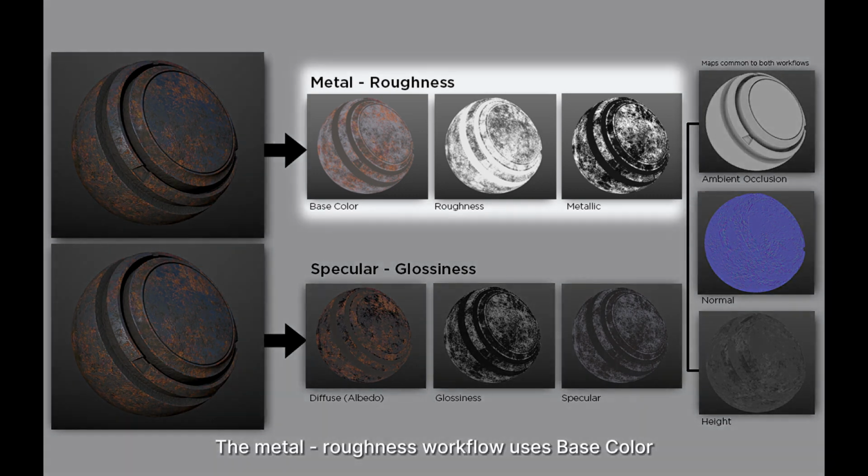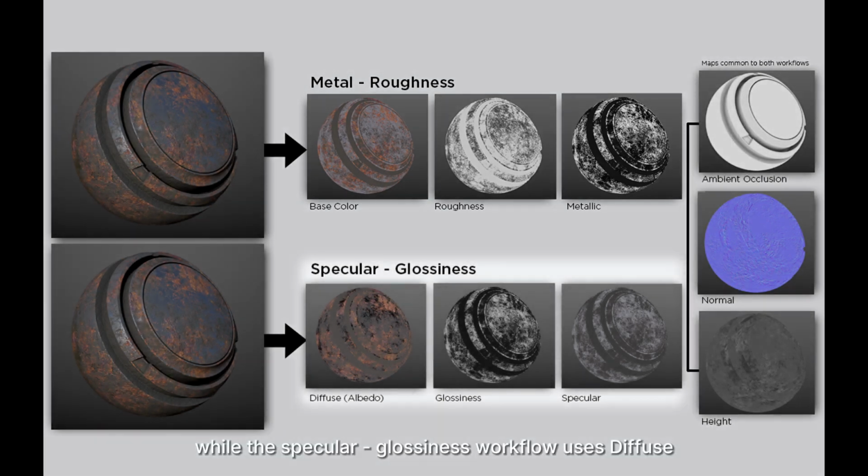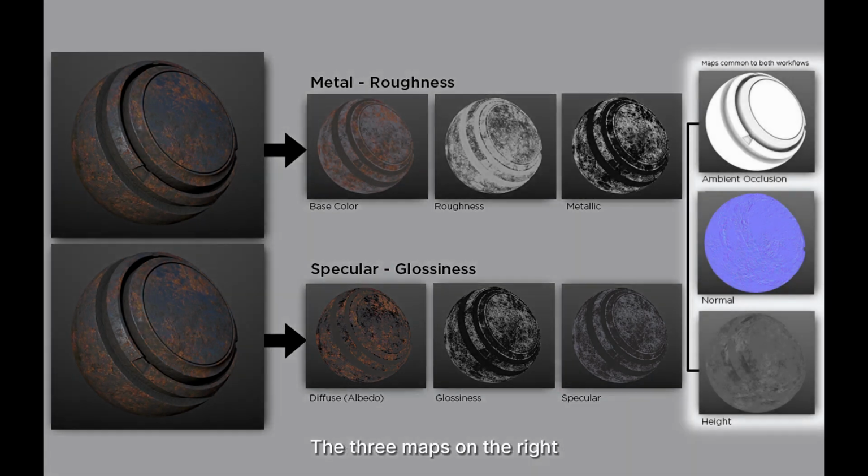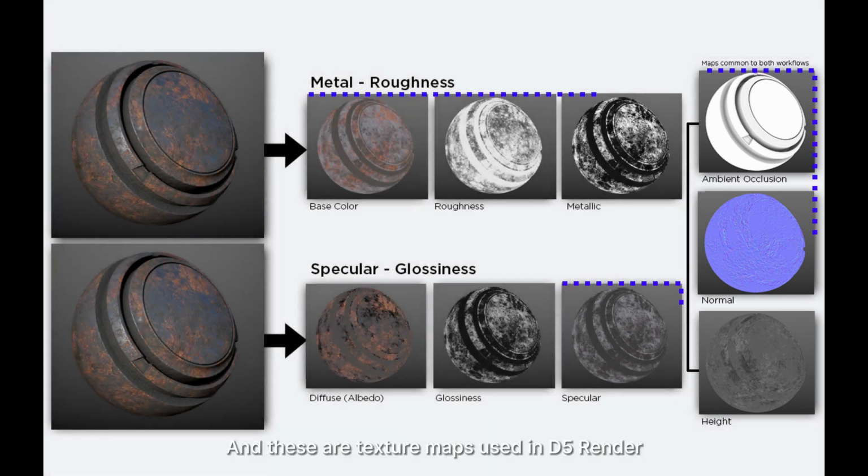The metal, roughness workflow uses base color, roughness, and metallic maps, while the specular, glossiness workflow uses diffuse, glossiness, and specular maps. The three maps on the right, ambient occlusion, normal, and height, are common maps. In other words, they are used in both workflows. And these are texture maps used in D5 Render.